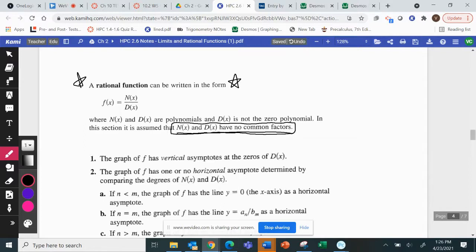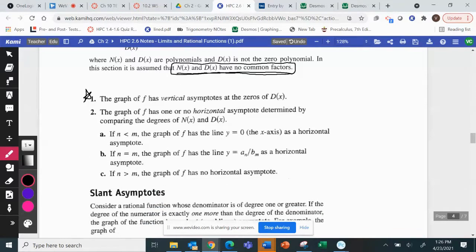So on that example where we crossed out the x minus 1s, that's because of this right here. We have to cross them out if they are the exact same thing. The graph has vertical asymptotes at the zeros of the denominator, which we should already know that.